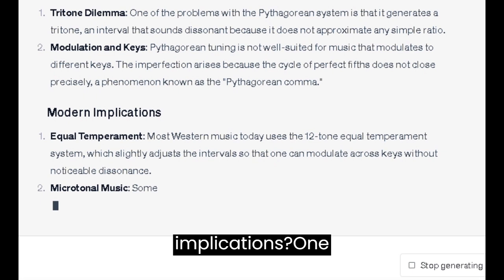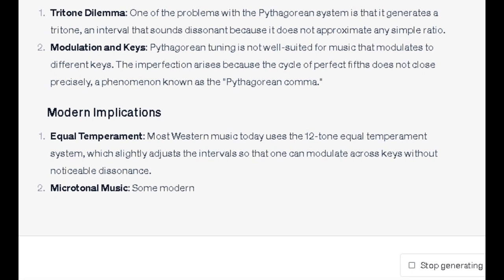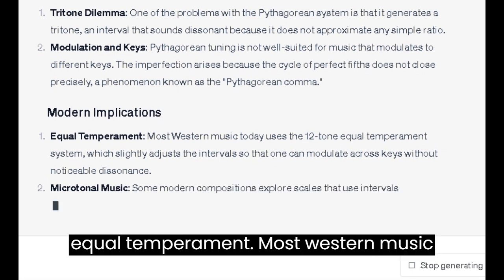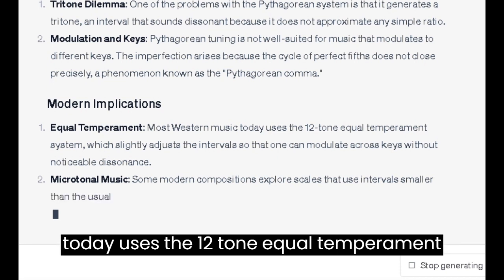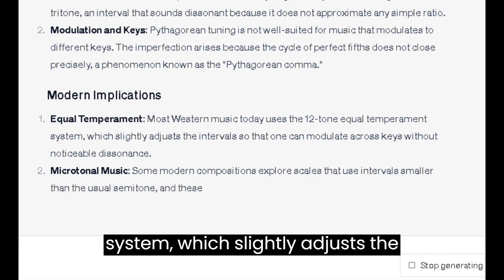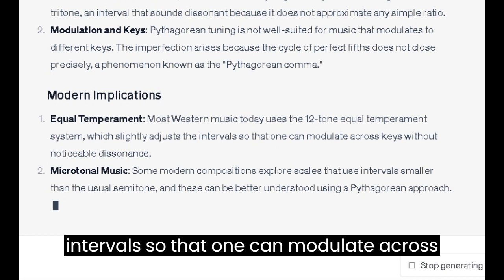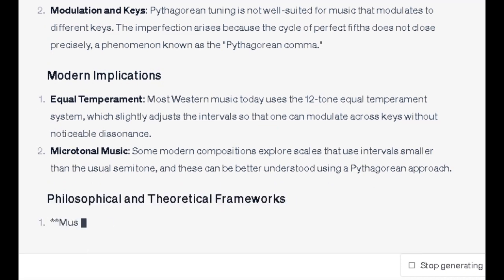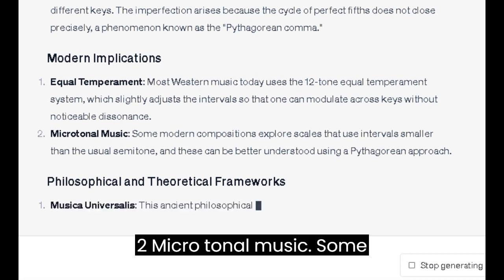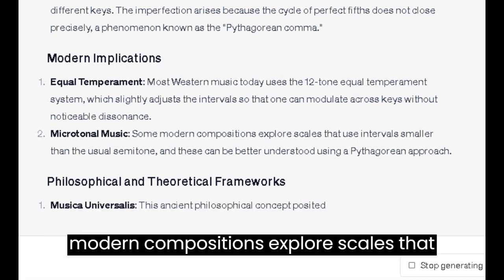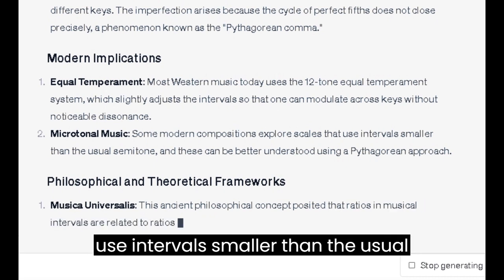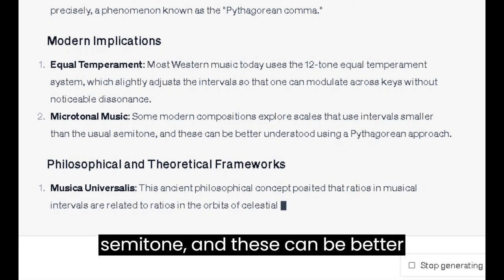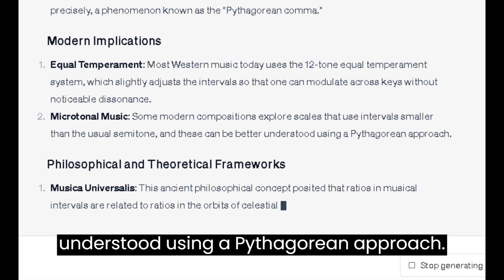Modern implications. 1. Equal temperament. Most Western music today uses the 12-tone equal temperament system, which slightly adjusts the intervals so that one can modulate across keys without noticeable dissonance. 2. Microtonal music. Some modern compositions explore scales that use intervals smaller than the usual semitone, and these can be better understood using a Pythagorean approach.